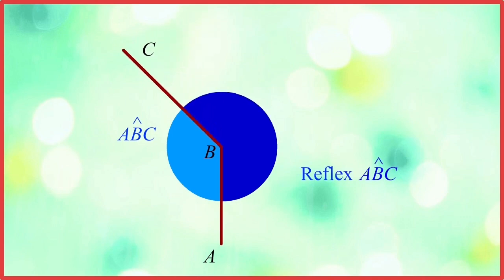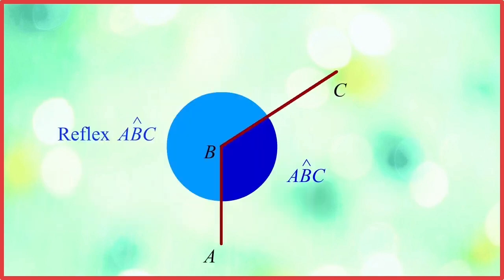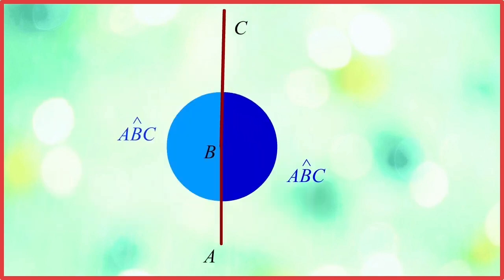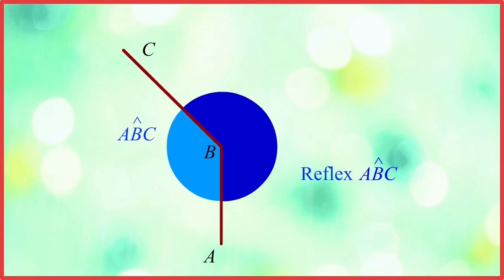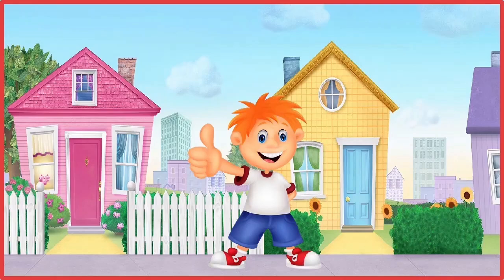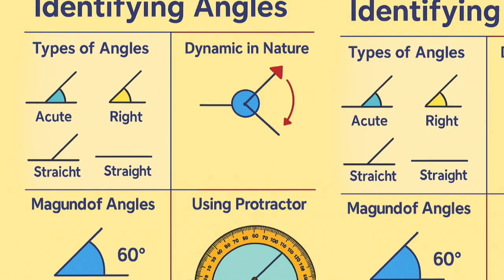Since the magnitude of the angle in green is greater than that of a straight angle, it is a reflex angle. We write it as indicated as reflex angle ABC or reflex angle CBA. Now, let us learn how to draw and measure angles using a protractor.